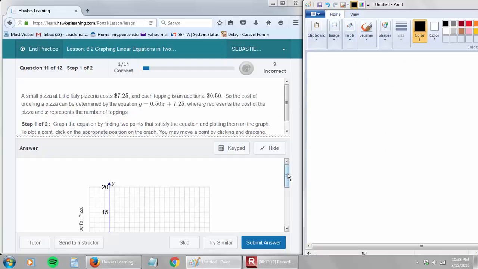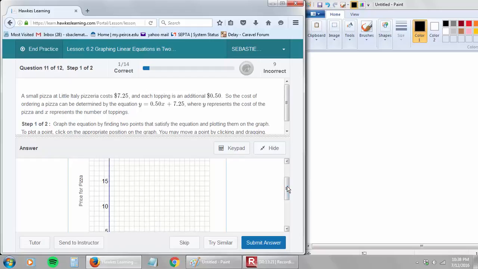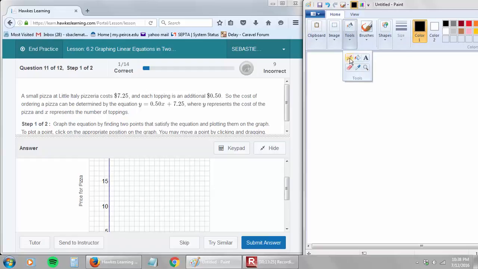The thing I want to talk about with this is the graphing portion of this, because that's a real pain. And if you're having a difficult time plotting the points, that's not your fault. The user interface here is a little bit difficult to work with. So y equals 0.5x plus 7.25.